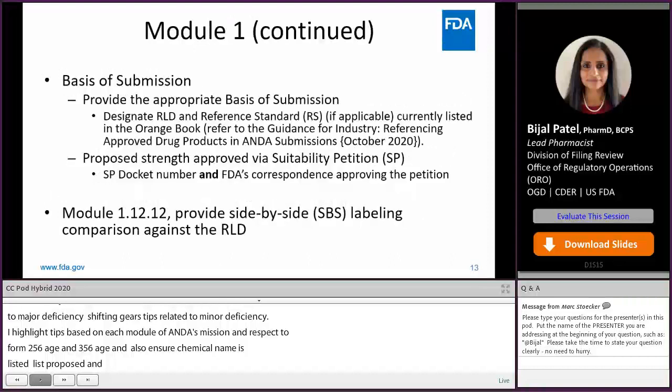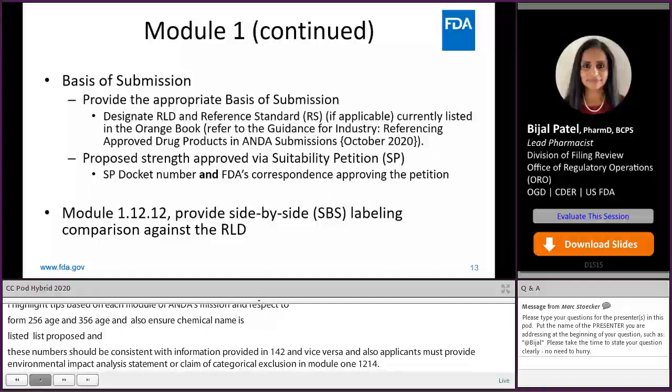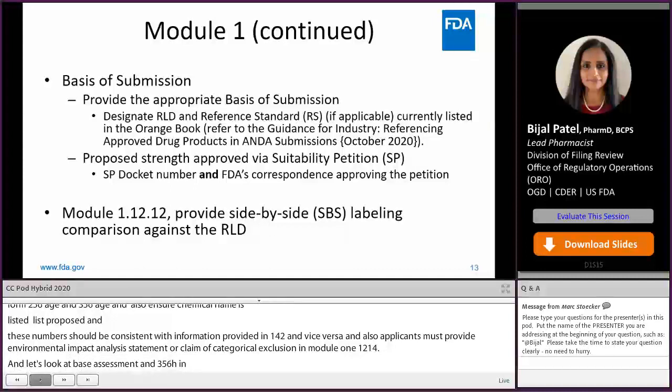Okay, let's talk about basis of submission. Here, ensure the appropriate BOS is cited on Form FDA 356H and in Module 1.12.11. Designate the RLD and, if applicable, the RS, which is the reference standard that is currently listed in the Orange Book. Please refer to the Guidance for Industry for referencing approved drug products in ANDA submissions for additional information here. Also, if your proposed strength is approved via suitability petition, applicants should provide the SP docket number and FDA's correspondence approving the petition.